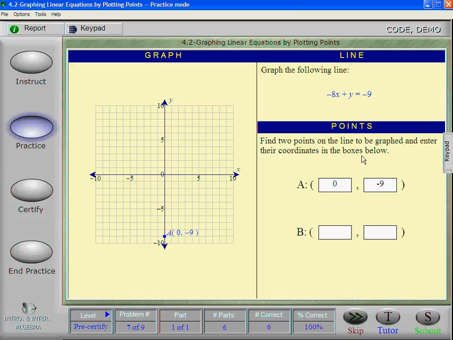I can go for intercepts. They don't specify, though. So if I wanted to plug in 1 here, plug in 1 for x. Negative 8 times 1 is negative 8. And if I add 8 to both sides, imagine doing that. You'd be adding 8 to negative 9, we get negative 1 for y. So it looks like a pretty steep line there, but that should be it.